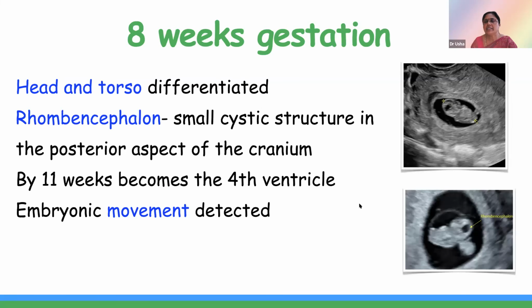So at 8 weeks of gestation, all this time we were not able to identify which is the head or the caudal end of the fetus. Now we are able to differentiate the head and torso. And here we will be able to see the cystic structure in the fetal head. So this represents the rhombencephalon, which will later develop into the 4th ventricle. Okay, so we should not mistake it for a cyst in the brain. It is only the developing brain vesicle. And by this time, we will be able to detect the embryonic movement also.